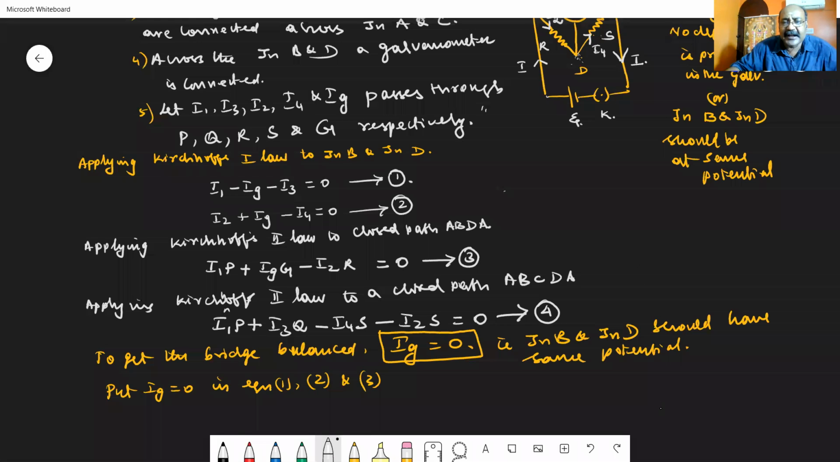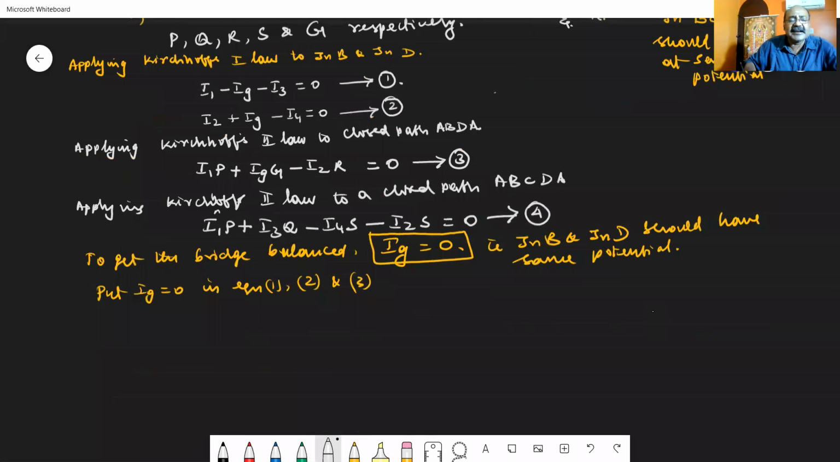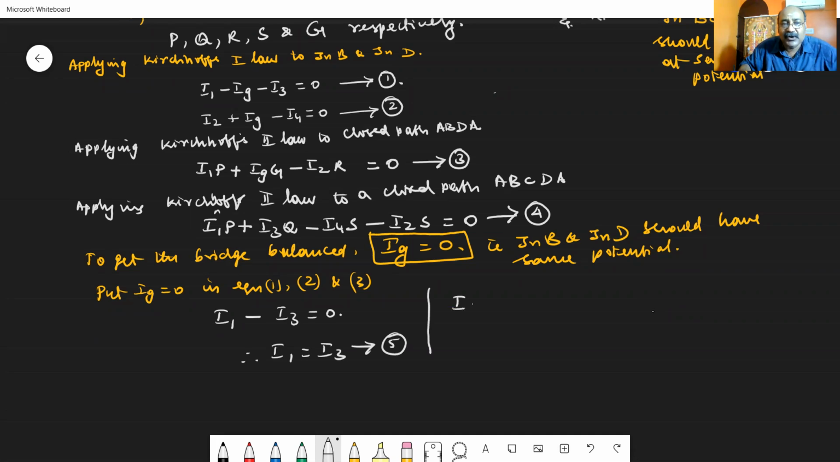So I am writing, put Ig equal to 0 in equation 1, equation 2, and in equation 3. Substitute in equation 1. When you are considering this equation 1, you will be getting I1 minus Ig becomes 0 minus I3 equal to 0. Therefore, I am getting the relation I1 is equal to I3. Take this as equation number 5. Then you apply it in equation number 2. When you are applying it in equation 2, I2 plus Ig becomes 0 minus I4 equal to 0. So on simplifying, I can get I2 is equal to I4. Let us take this as equation number 6.